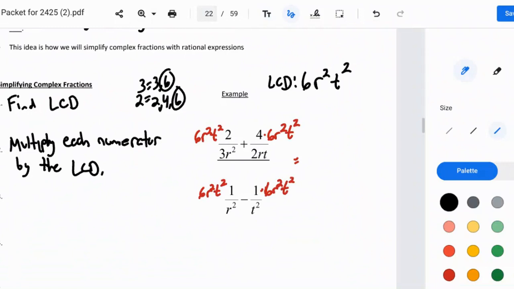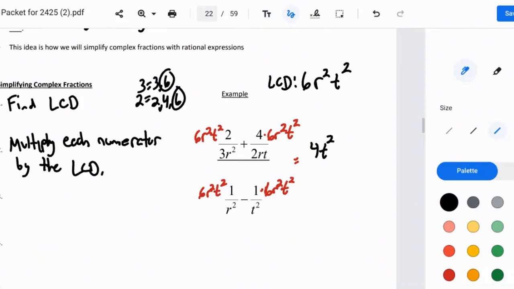When we do these multiplications, the top left, you'd get 12 for your number, and then divide by 3, so you have a 4 left. And then your r squareds would cancel, so you're left with 4t squared. If you still get a fraction number left, you know that you did something wrong.